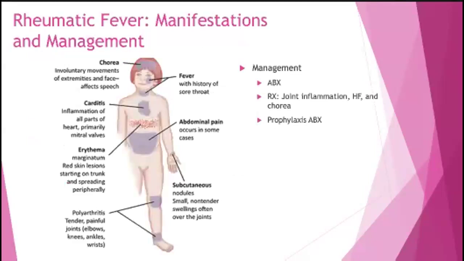So your general overview, this can affect many organ systems. Arthritis is the most common, but carditis is the most significant because of the long-term heart damage. Arthritis is seen in about 75% of cases, and it usually occurs within the first 1 to 2 weeks of life. Carditis is the most severe.